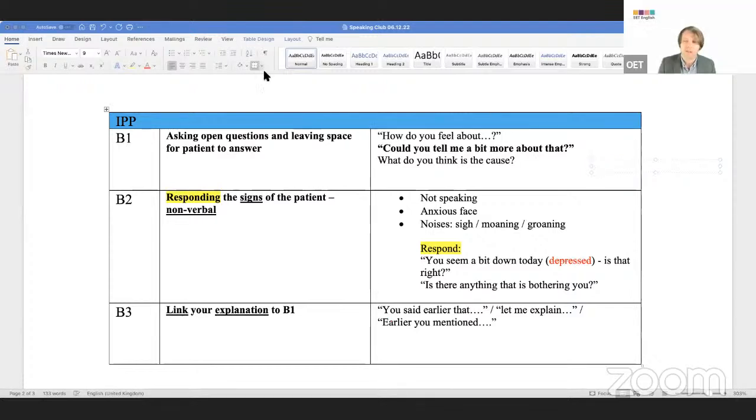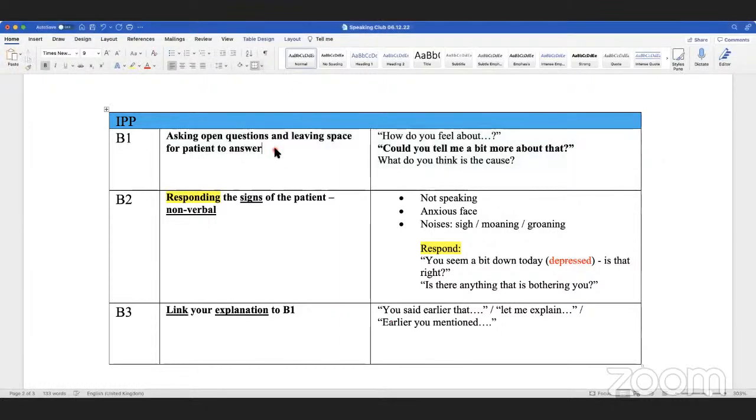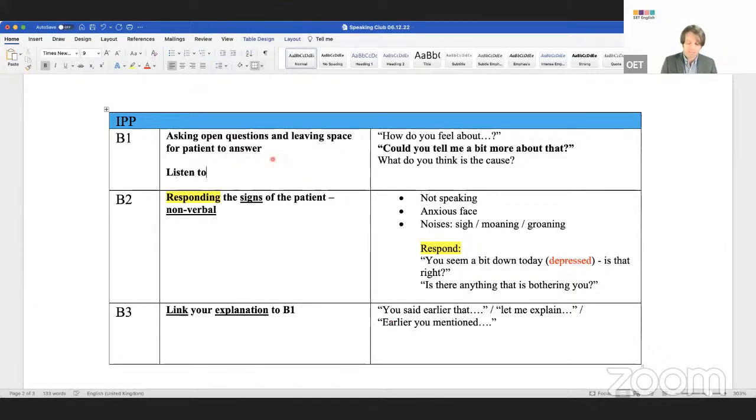You can't just immediately begin your consultation, for example, by talking while they listen to you, right? It's all about listening. Yes. Listen to them. What's that phrase you have in medicine? Patient-centered. Well, that would be IPP B1. Listening to the patient.